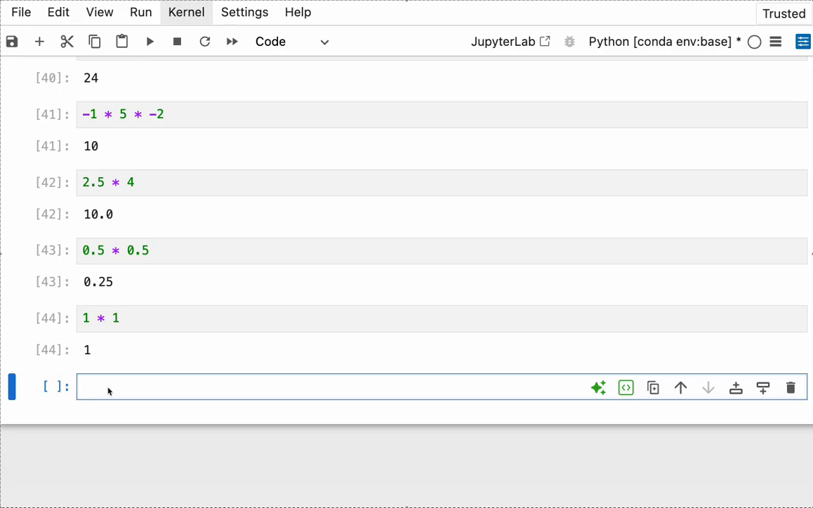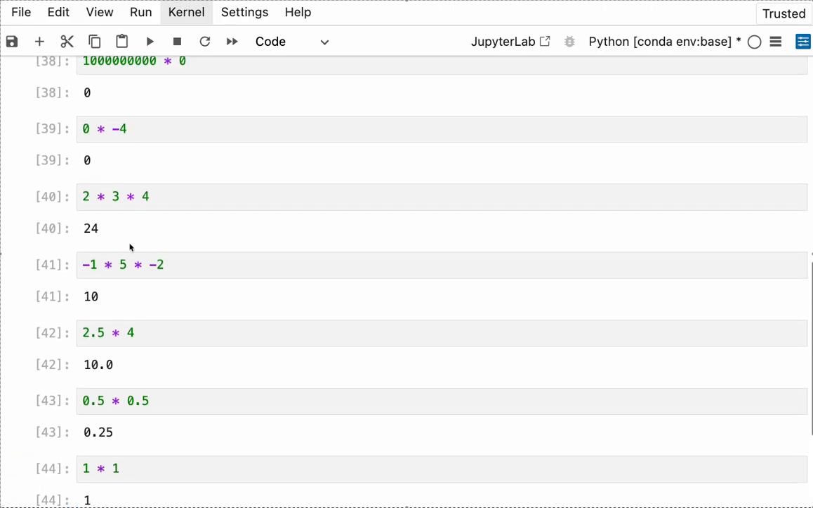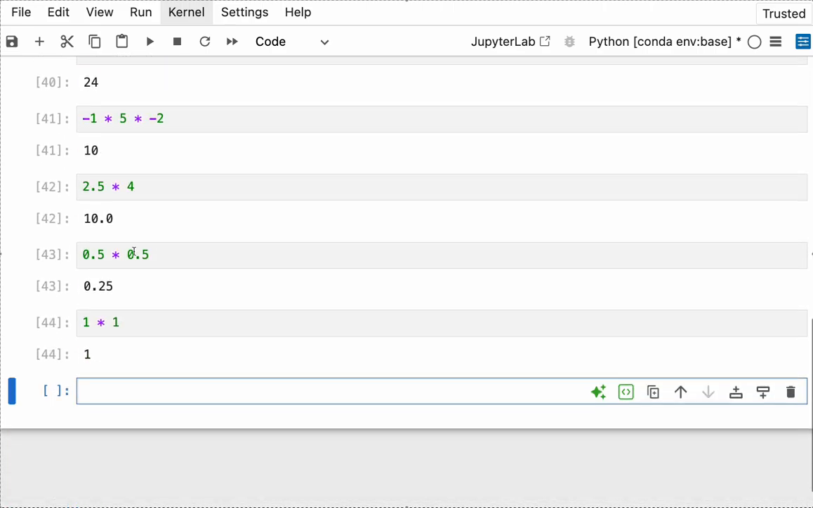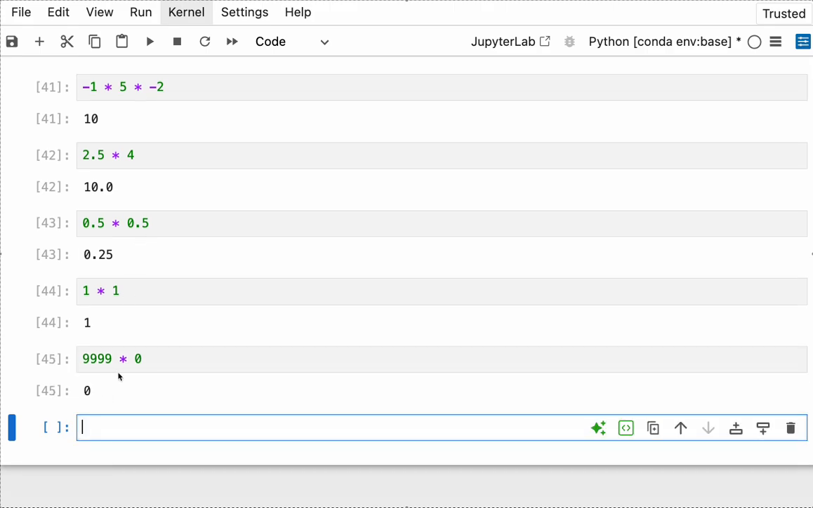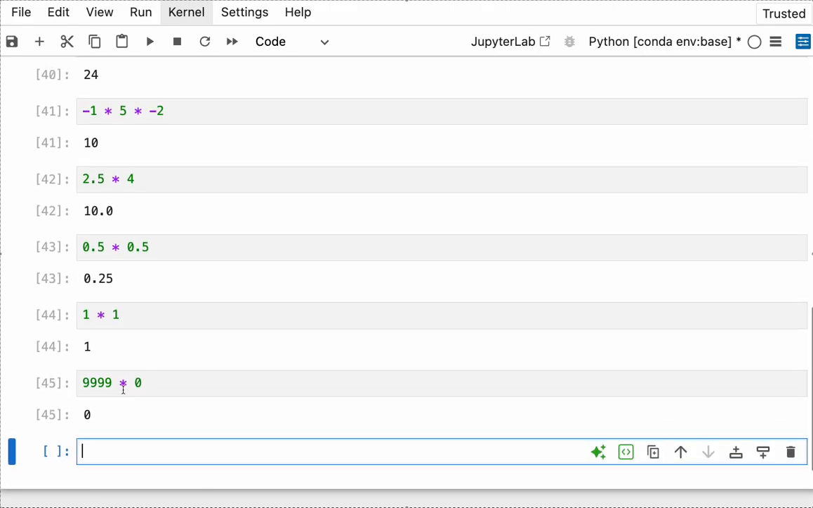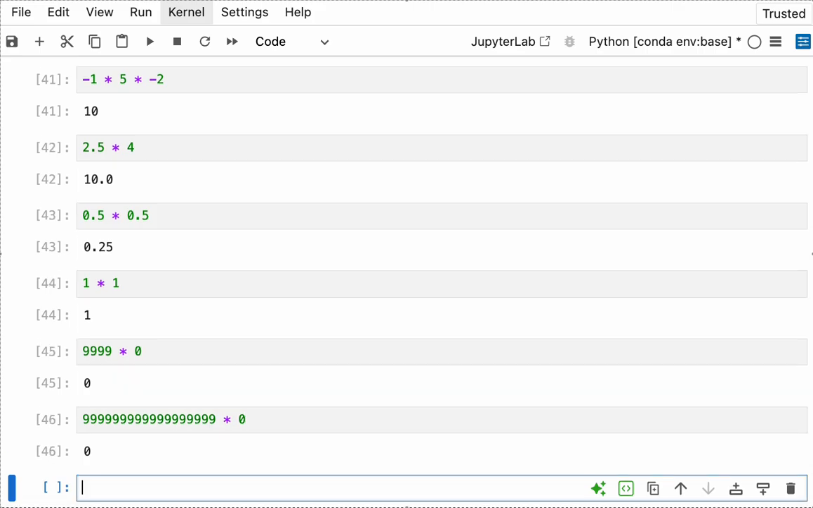And lastly, we already did something like that up here, but I'll just do it again here. Let's say we do 9999 times 0. We run it, we get 0. So again, anything multiplied by 0, the answer will always and always be 0. It doesn't matter even if it's a very big number like this and you do times 0, the answer is 0.